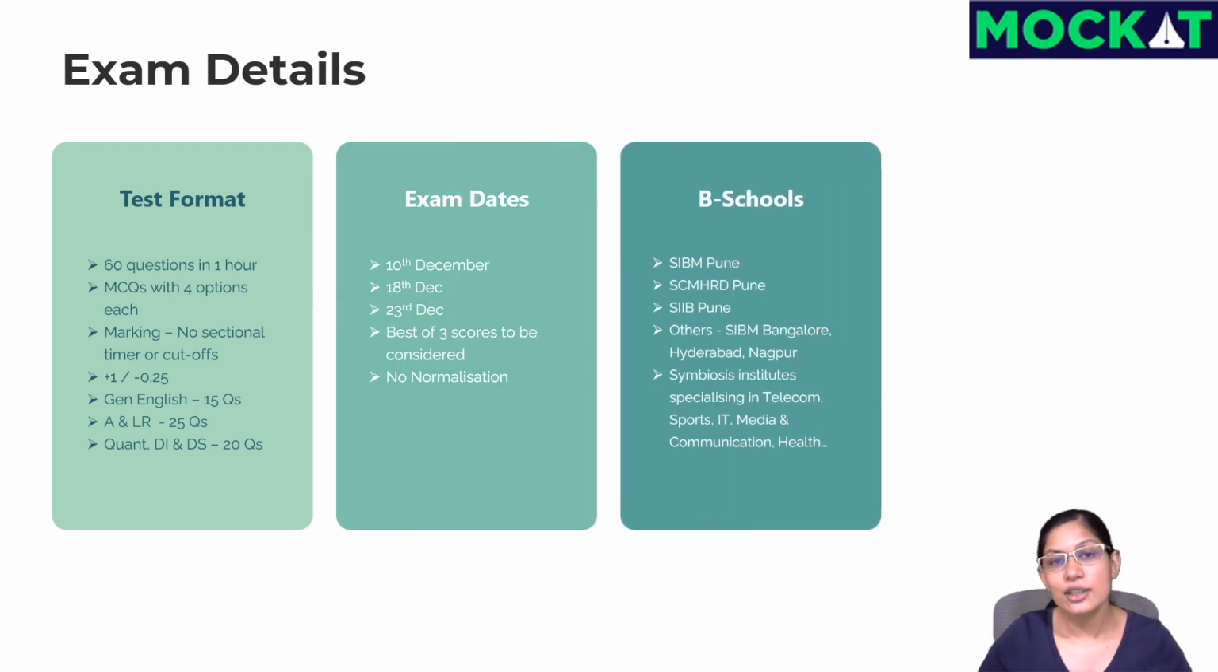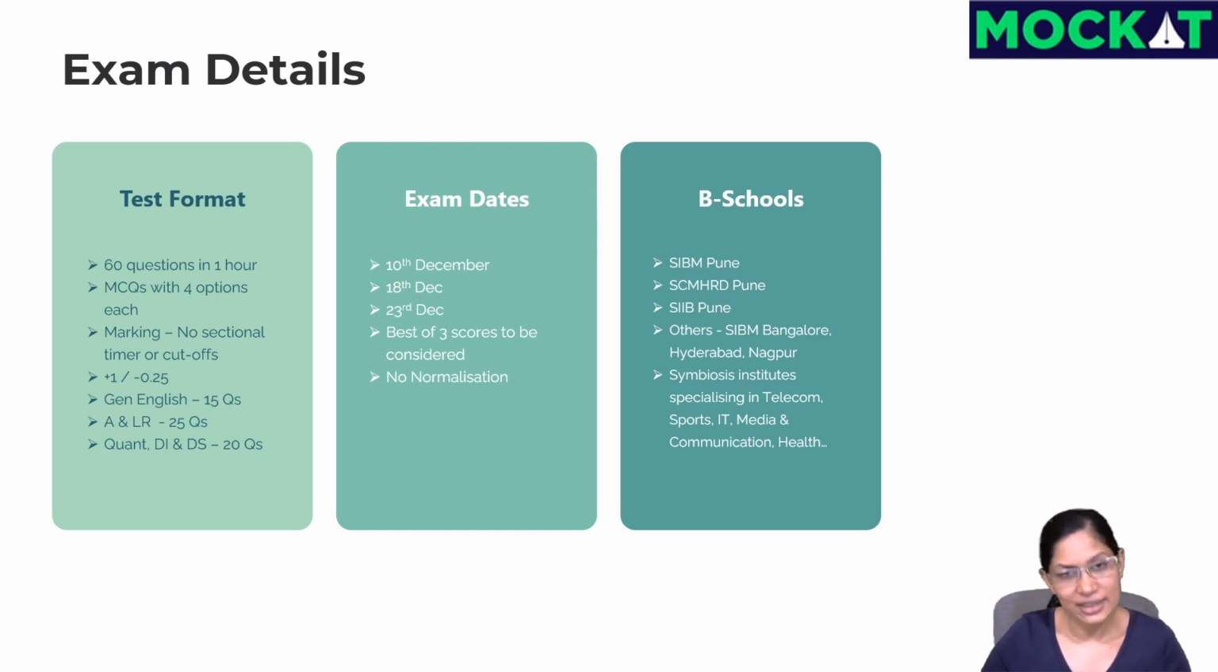Now let's look at all of the B schools which accept the SNAP score. Now the Symbiosis Institutes are the primary ones. I've listed out some of the most important ones out here. SIBM Pune being the one which is typically ranked in the top 10 or top 15 B schools in India. SCMHRD, a little bit newer, but again another good B school.